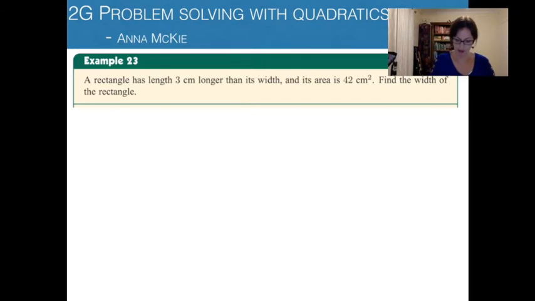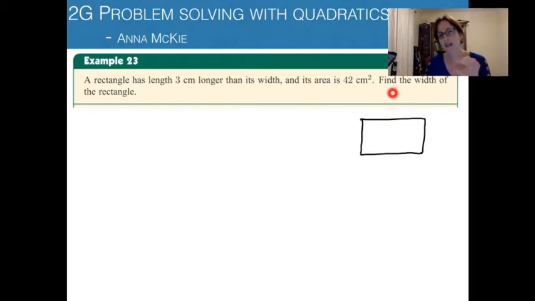So I would start by drawing a shape, and not just any shape, draw a rectangle. And you might be interested to know, well, which one's going to be x? There's always going to be an unknown. Look at what it's asking you to find. And often the words that follow after that give you that clue. Find the width. So I would make the width x.